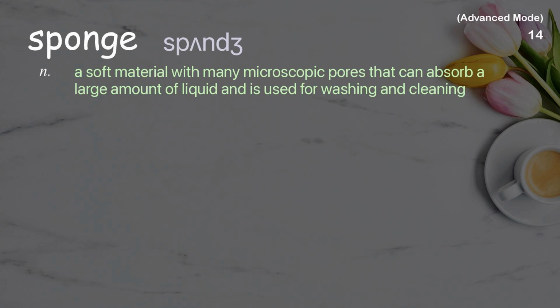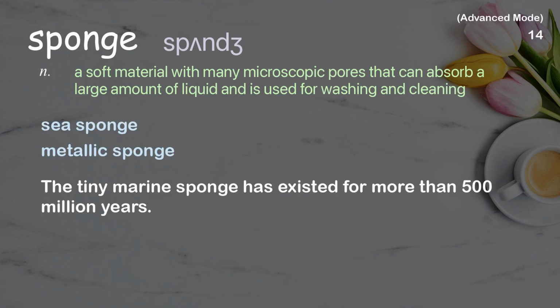Sponge. A soft material with many microscopic pores that can absorb a large amount of liquid and is used for washing and cleaning. Examples. Sea sponge. Metallic sponge. The tiny marine sponge has existed for more than 500 million years.